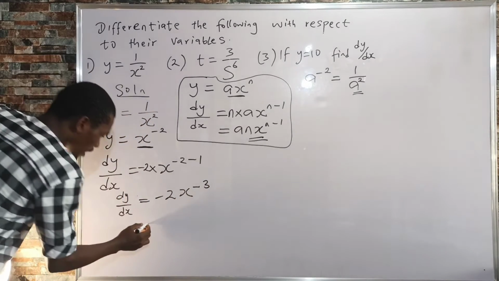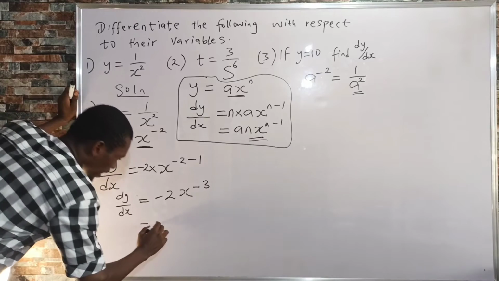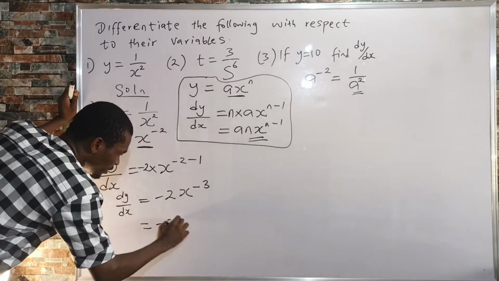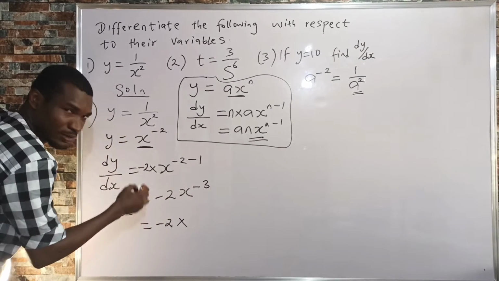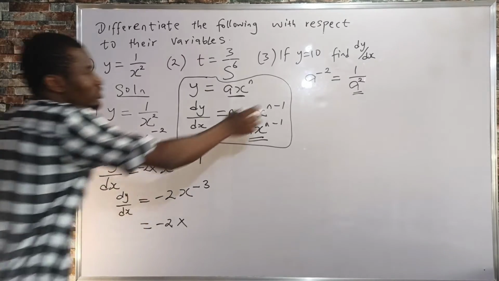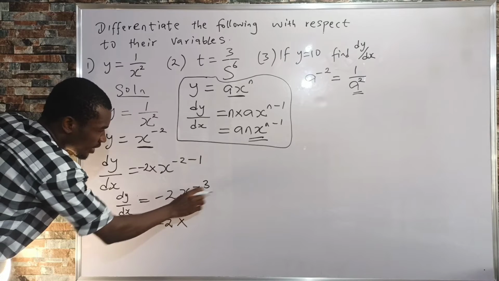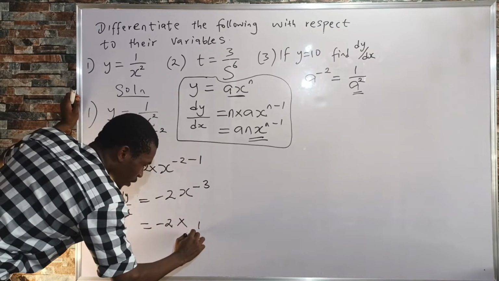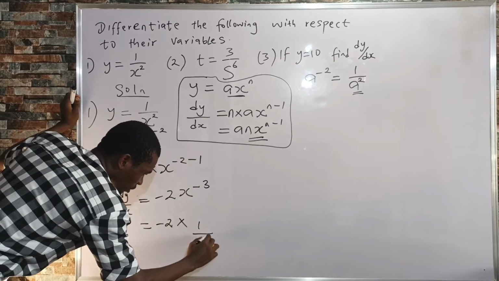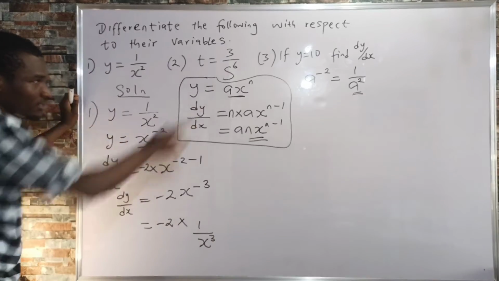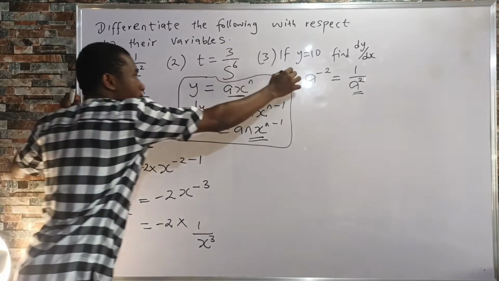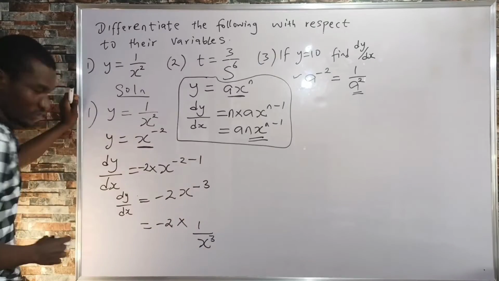Okay? And this is equal to negative 2 multiplied by, remember that by the law of indices which we just applied here, we can put x raised to the power of negative 3 as the reciprocal of x raised to the power of 3. This is the law of indices we apply here, and that is what we are using here.